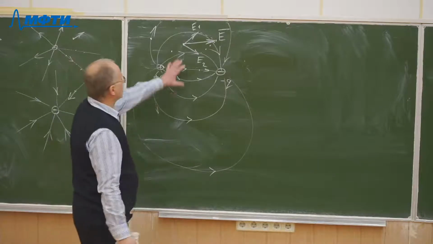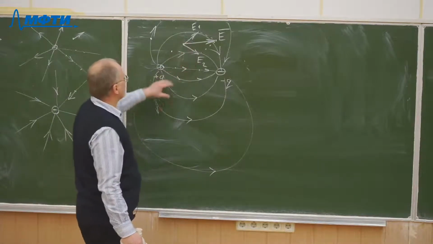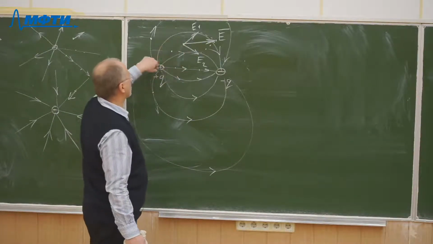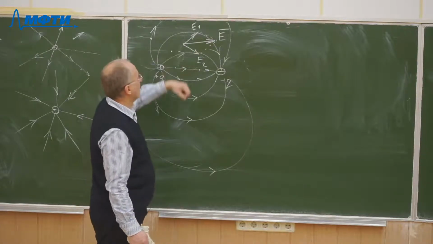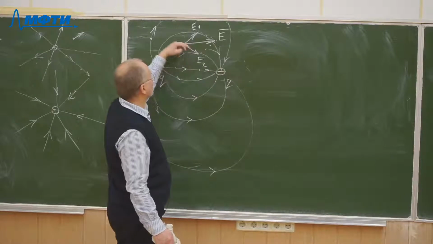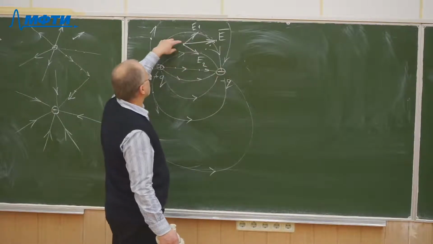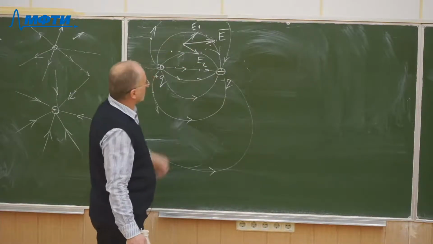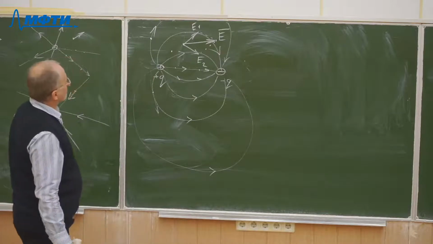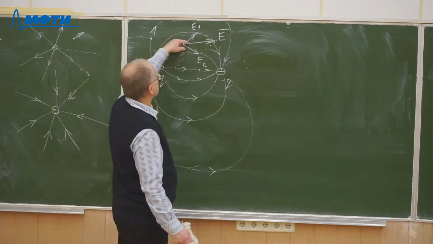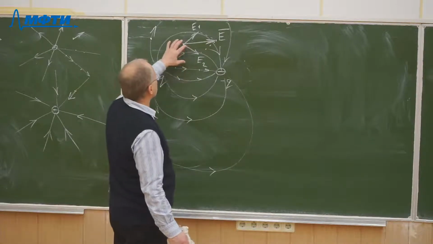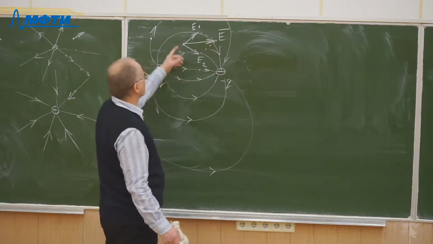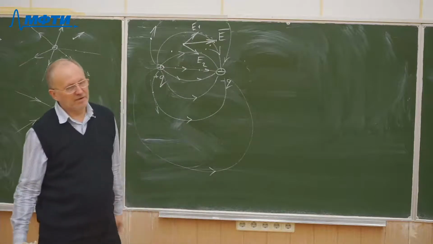This is called the principle of superposition of electric fields, or principle of composition of electric fields. So we have one electric field created by a positive charge and another electric field created by a negative charge, and so the two fields compose a resulting field, which will be a vector sum of two fields. So this is the principle of composition of two fields, also called the principle of superposition of two fields.